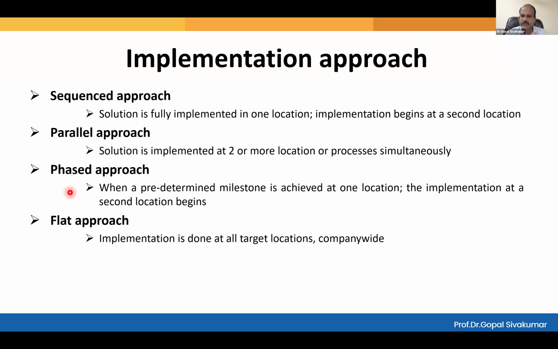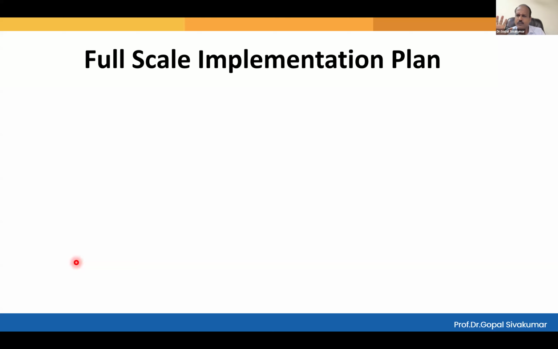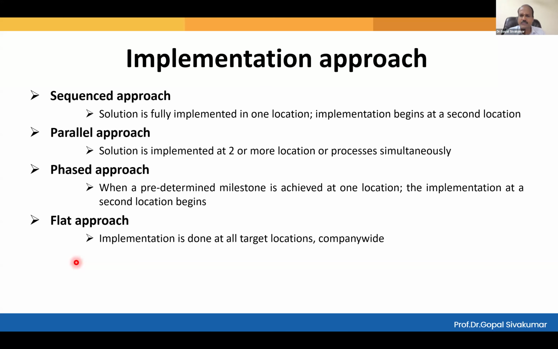Phased means one is reaching a milestone, then two will start. Now one is also continuing, two will also be continuing. As two reaches a particular milestone, it will trigger three. This is known as phased approach. Flat approach: implement everything in one go, if you have that much resource. But whose job is it? Project manager. You as a Six Sigma belt, how many solutions will you be implementing? One solution, right? So you don't have to think much here.